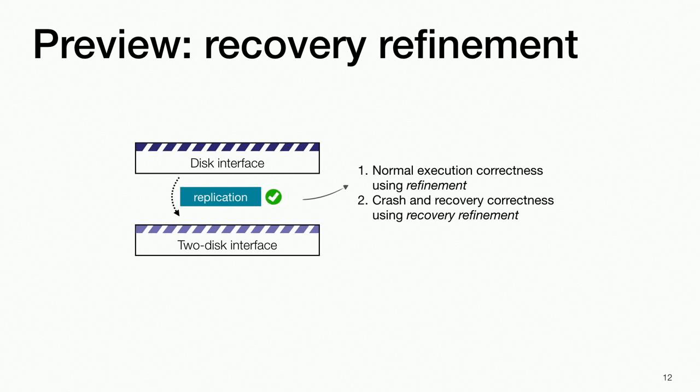So let me go into recovery refinement next. To explain recovery refinement, I'll do so in two steps. First, I'll talk about just some background on how to prove normal execution correctness using refinement. And then next, I'll talk about how to extend refinement with notions of crash and recovery to arrive at recovery refinement. OK, so here's some background on refinement before we get into recovery refinement.